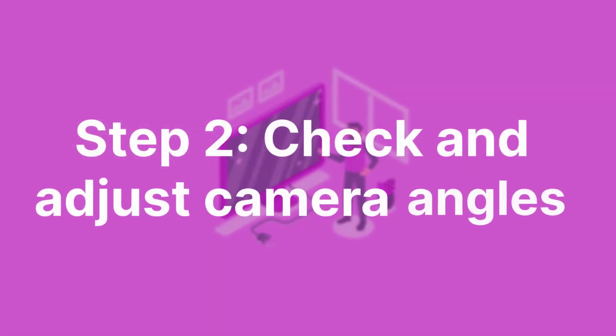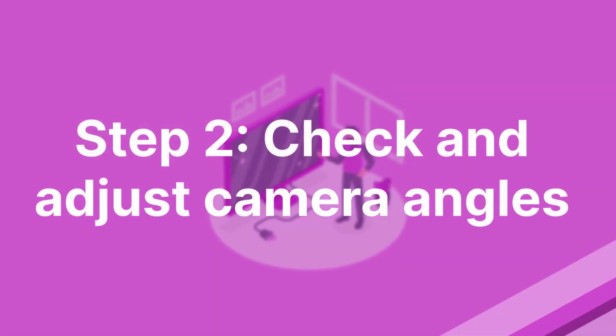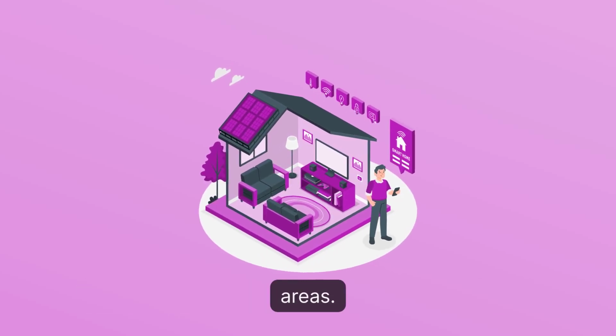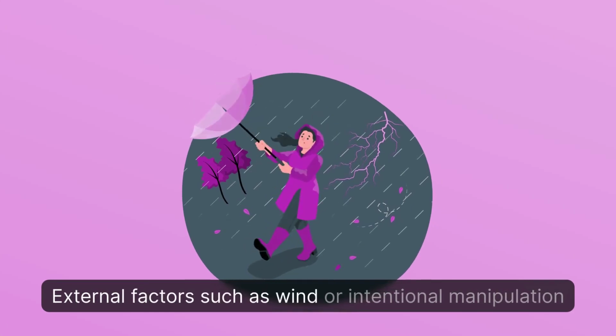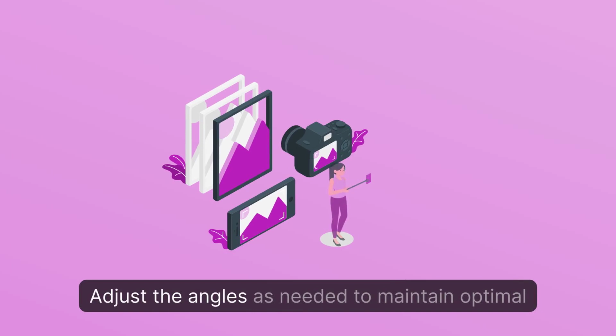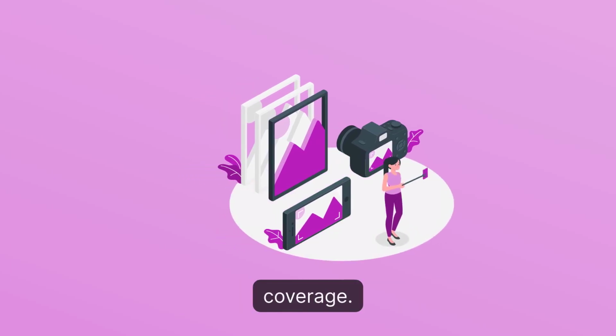Step 2. Check and adjust camera angles. Make it a habit to regularly check your camera angles and ensure they cover all desired areas. External factors such as wind or intentional manipulation can cause camera misalignment. Adjust the angles as needed to maintain optimal coverage.